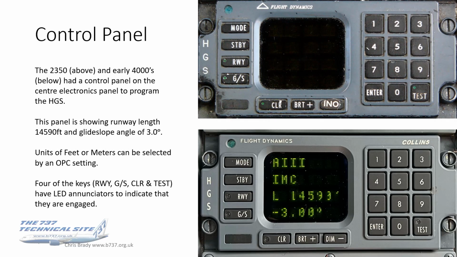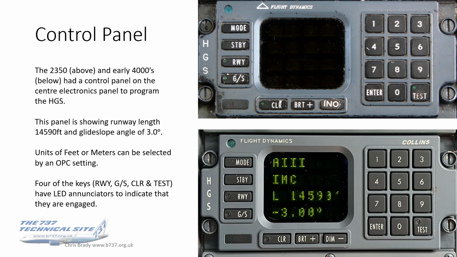So these are the early control panels. The top one was the very first one used on the 2350. The bottom one's the one from the 4000. They are pretty much identical, certainly identical in function. The only difference really, and the only reason I put them on there, is just to show you the branding. The top one's branded Flight Dynamics, and the bottom one Flight Dynamics in Collins.